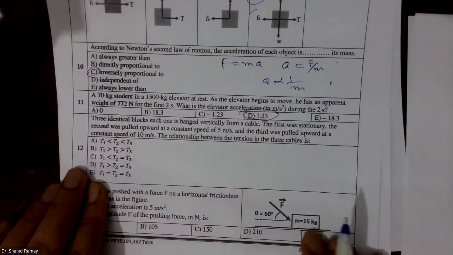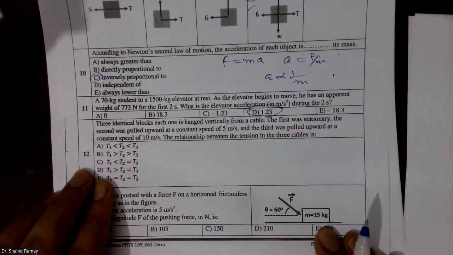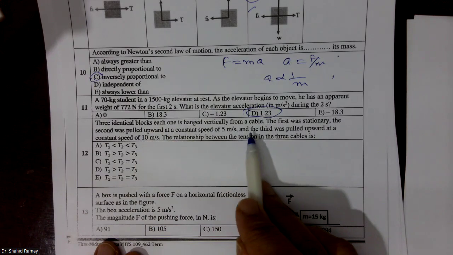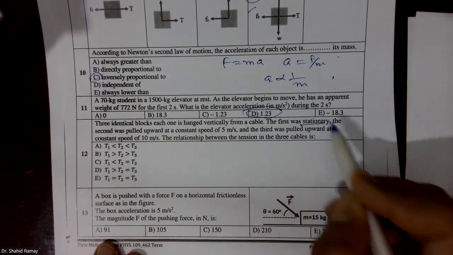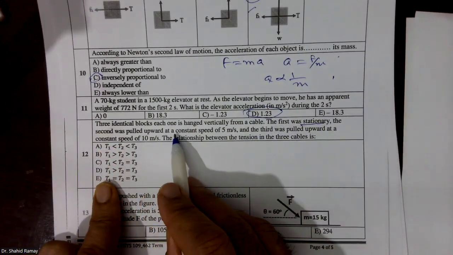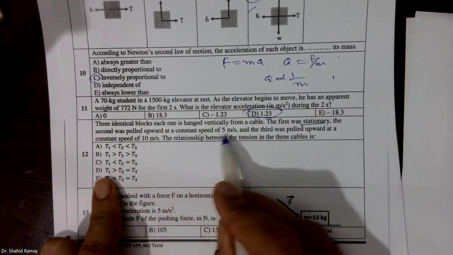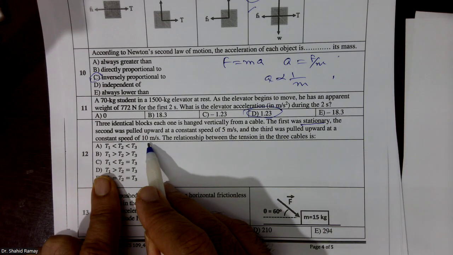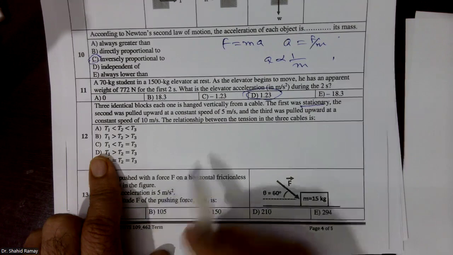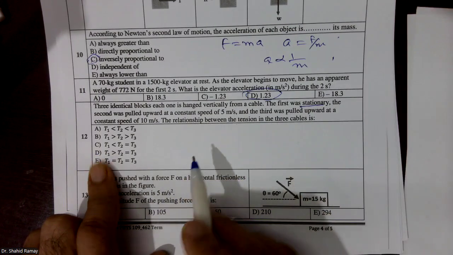Now question number 12. In question number 12, three identical blocks, each one is hanged vertically from a cable. The first was stationary. The second was pulled upward at a constant speed of 5 meters per second, and the third was pulled upward at a constant speed of 10 meters per second. The relationship between the tension in the three cables is what?